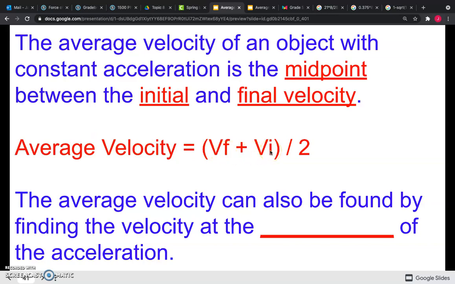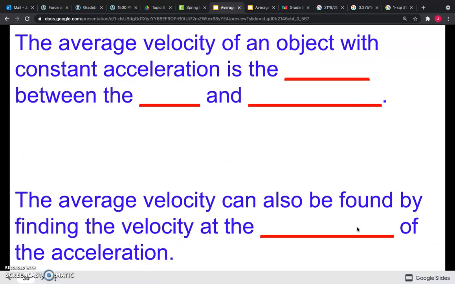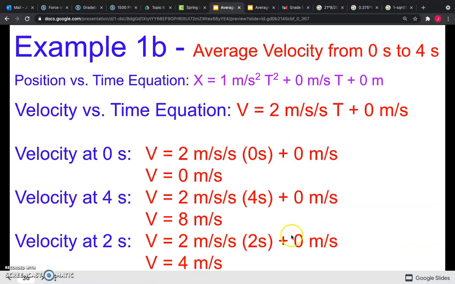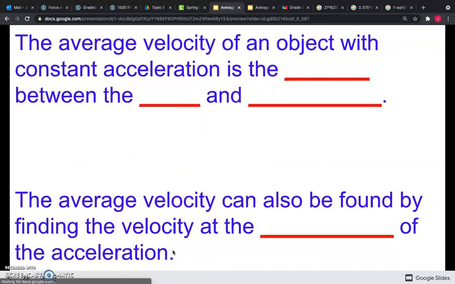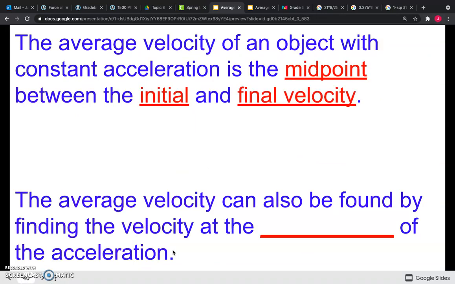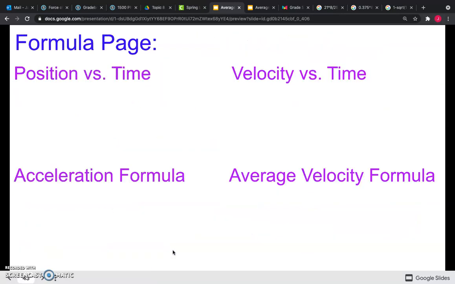The average velocity can also be found by finding the velocity at the halfway point of the acceleration, right? And that's what we did right here. We plugged in 2 seconds, so that's halfway in between 0 seconds and 4 seconds, plugged that into the velocity formula, and we also found the average velocity that way. So we're going to get some practice with all 3 methods today.